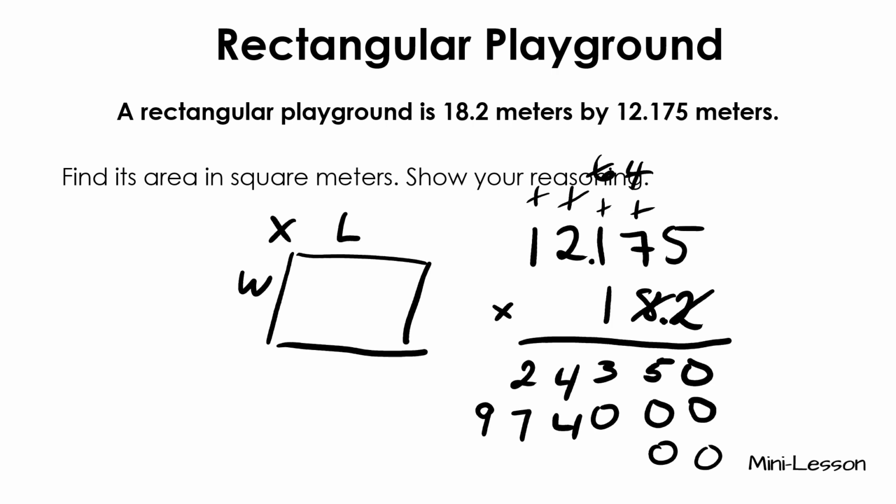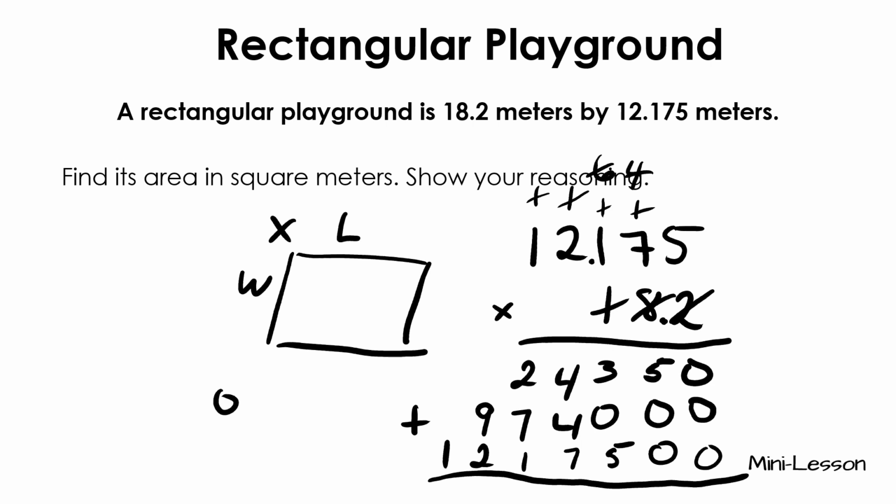1 times 5, 5. 1 times 7, 7. 1 times 1, 1. 1 times 2, 2. And 1 times 1, 1. And we're done with our 1's. Now, I can add all of this. Alright. Starting here, because I'm out of space, I'm going to write it over here.